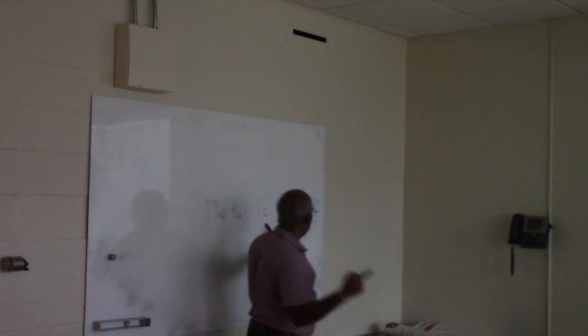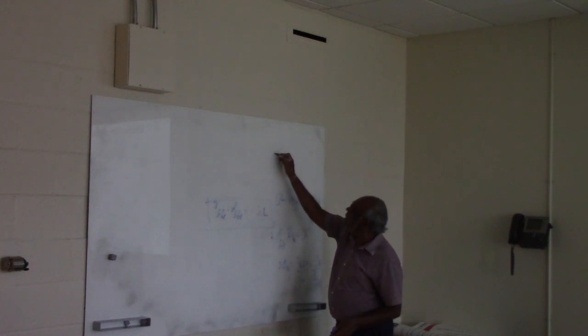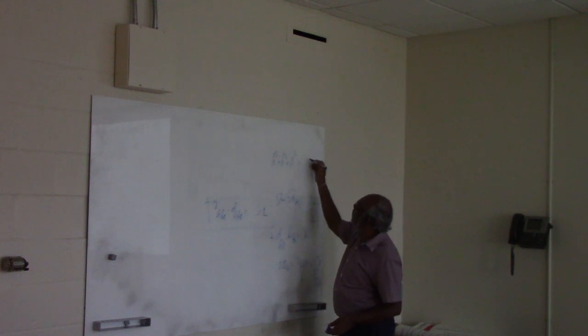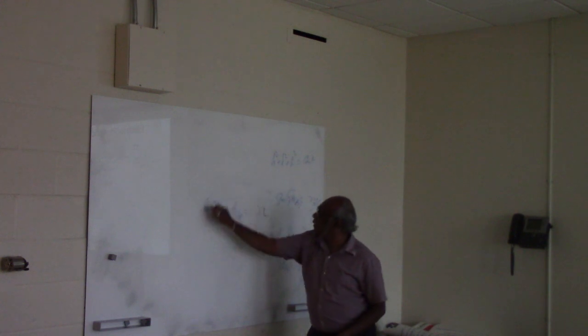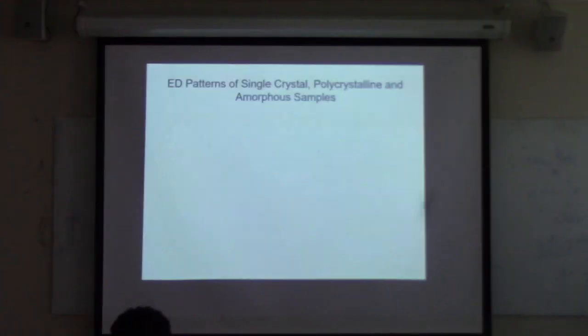Just like in our electron X-ray diffraction we had h squared plus k squared plus l squared, this was a constant, right? So here, this one is a constant. That's what we usually use to index this electron diffraction pattern.